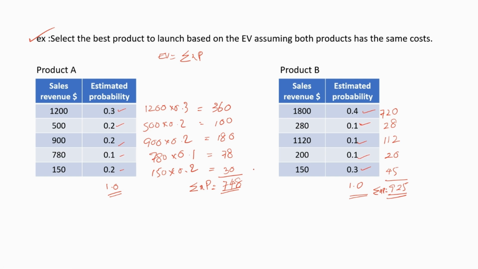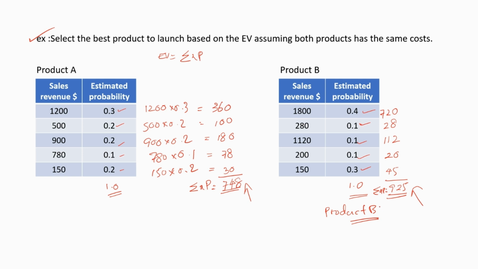These are the expected values. For product A, the expected value is 748. For product B, the expected value is 925. So what product should we choose based on the expected values? We should select product B because it has the highest expected value.